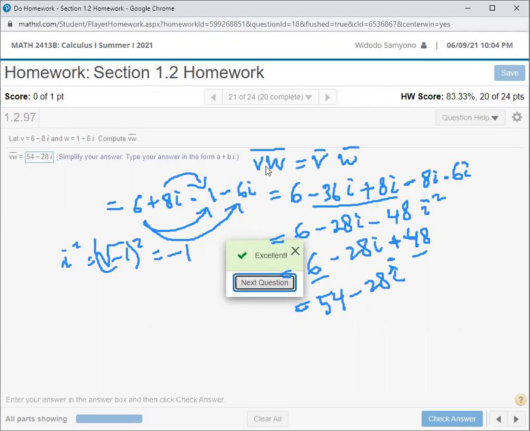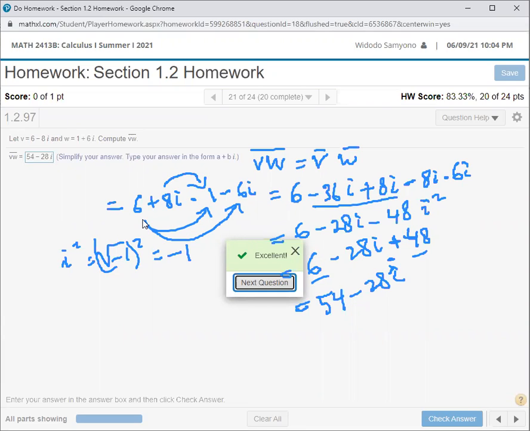So this is the same as conjugate W times conjugate V. So you can see here the conjugate V will be 6 plus 8i, and the conjugate of W is 1 minus 6i. Okay. And then you multiply using FOIL, the first with the first, gives you 6.